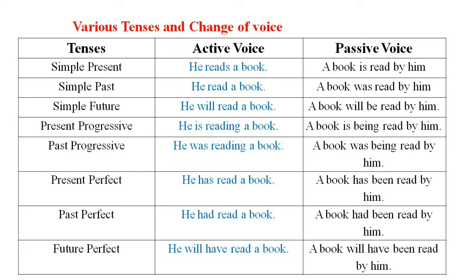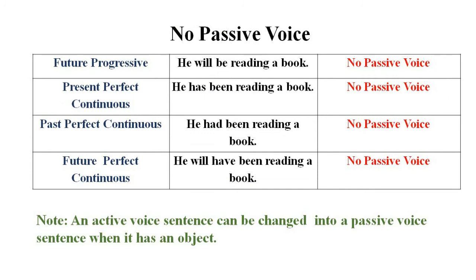Future perfect: "He will have read a book," passive of the sentence will be "A book will have been read by him." Now come to the next. Dear student, as you have seen, there are sentences which can be changed into passive voice, but there are some sentences which cannot be changed into passive. Let's see. These tenses are future progressive, present perfect continuous, past perfect continuous, future perfect continuous.